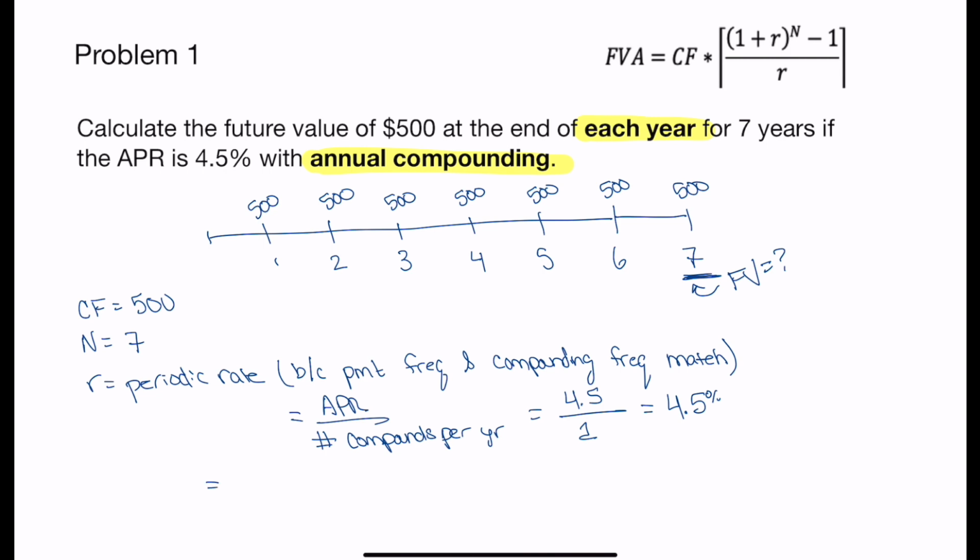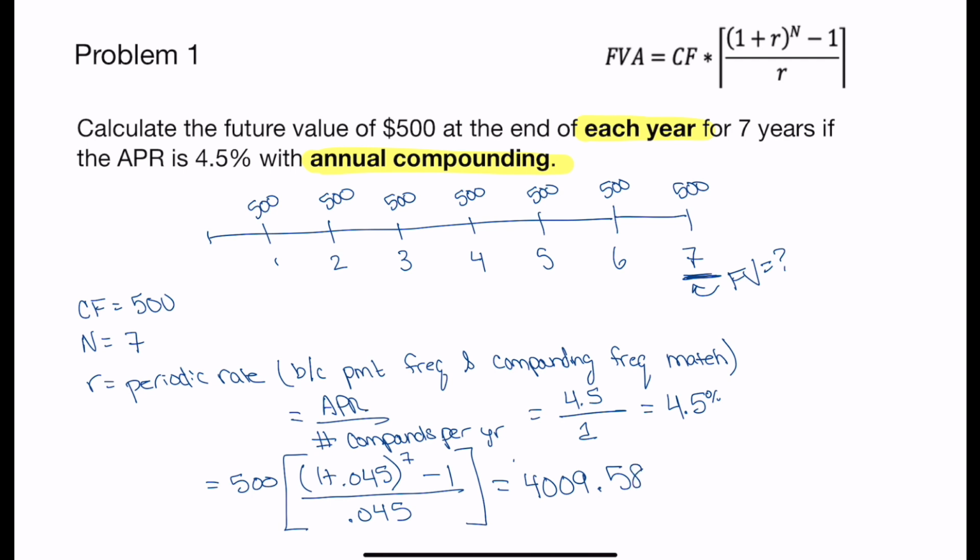Last up, putting this all into the equation, I have 500 times 1 plus my R in decimal form, my exponent is 7, minus 1, divided by my R. My final answer here ends up being $4,009.58. So that is the future value in the time period of the last cash flow.